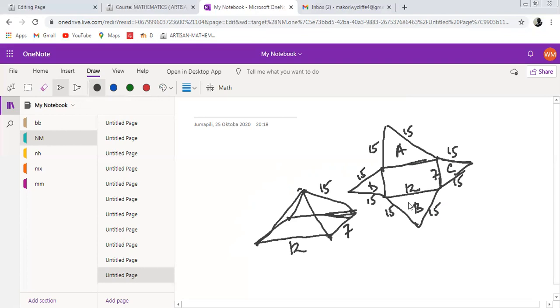So what you need to do is to calculate the area of one triangle. For example, you calculate the area of C, you multiply by 2 because it is the same as the area of triangle D. You also calculate the area of triangle A and multiply by 2 because it is the same as the area of triangle B. And then you calculate the area of the base, and then you add the area of these two triangles plus the area of these two triangles plus the area of the base to get the total surface area.